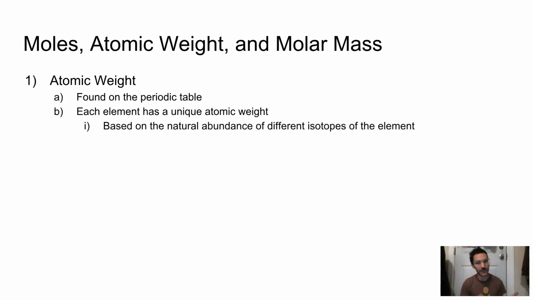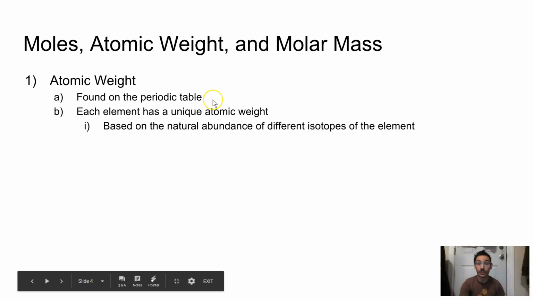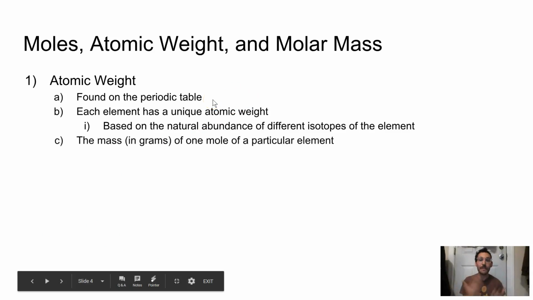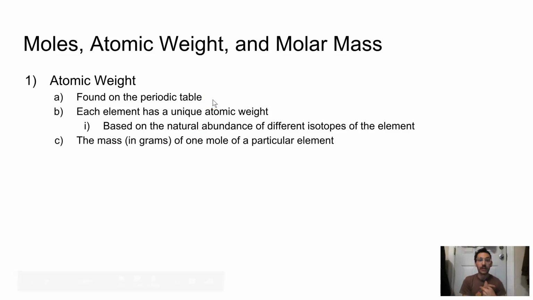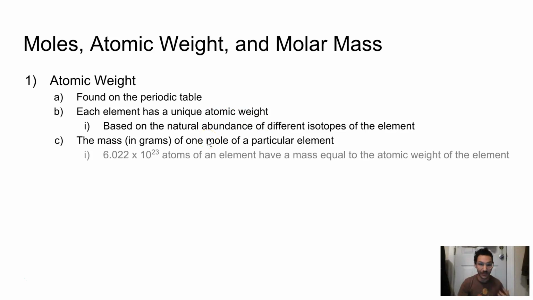And this is going to be, as we discussed previously, based on the natural abundance of the different isotopes of that element that exist in the wild. But what's really important for us to know is that each element has its own unique atomic weight. So the mass in grams of 1 mole of that particular element is equal to that atomic weight. So if I have, for instance, 6.022 times 10 to the 23rd atoms of a particular element, this collection of atoms is going to weigh the same as that atomic weight found on the periodic table.